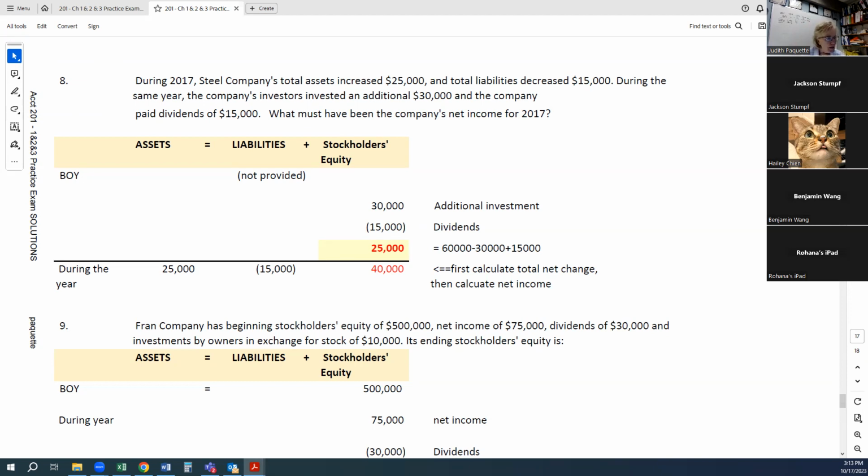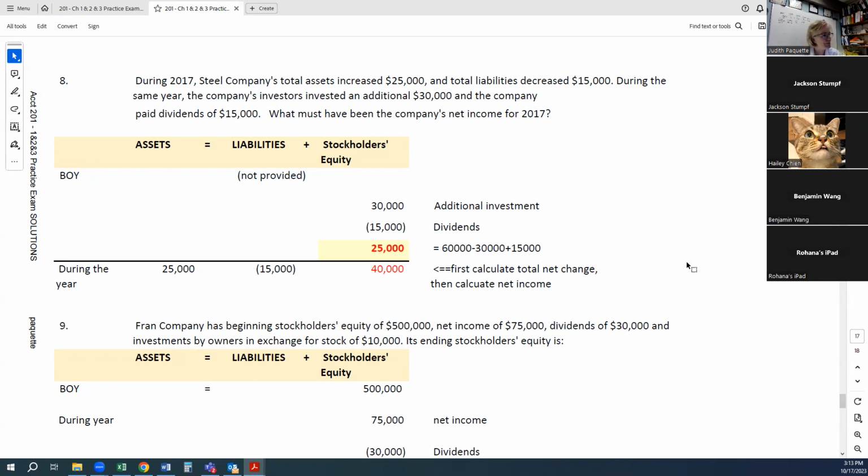Jackson just said it is beginning balance plus net income. If you have a net loss, it would be minus. Dividends equals ending balance, okay? And in this problem, we don't know what the beginning balance is.